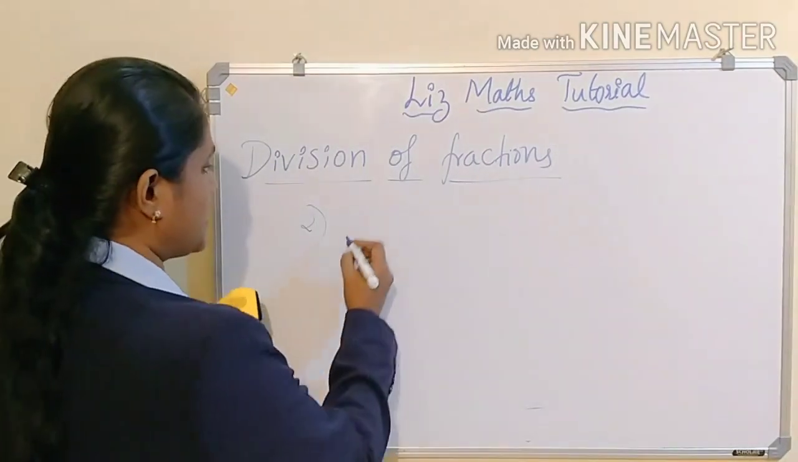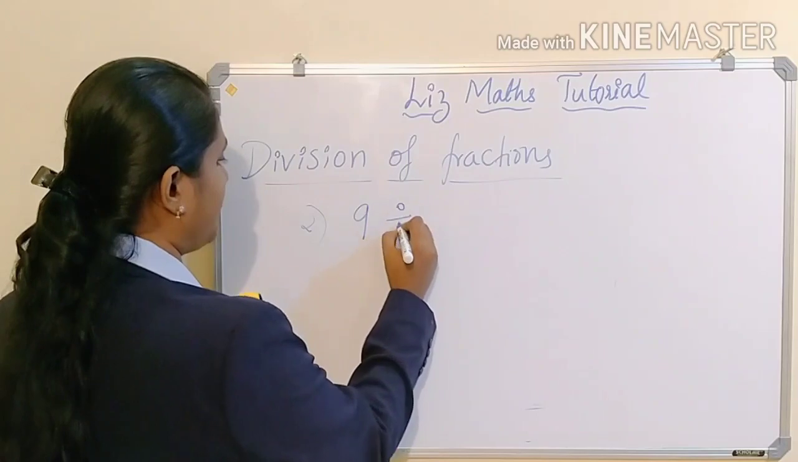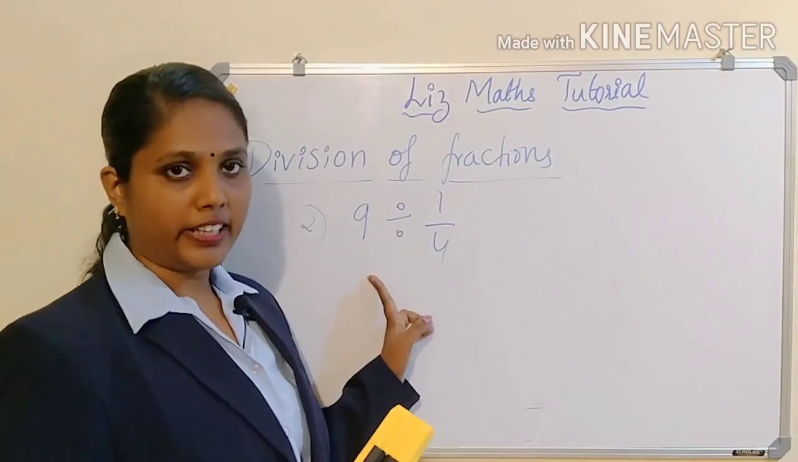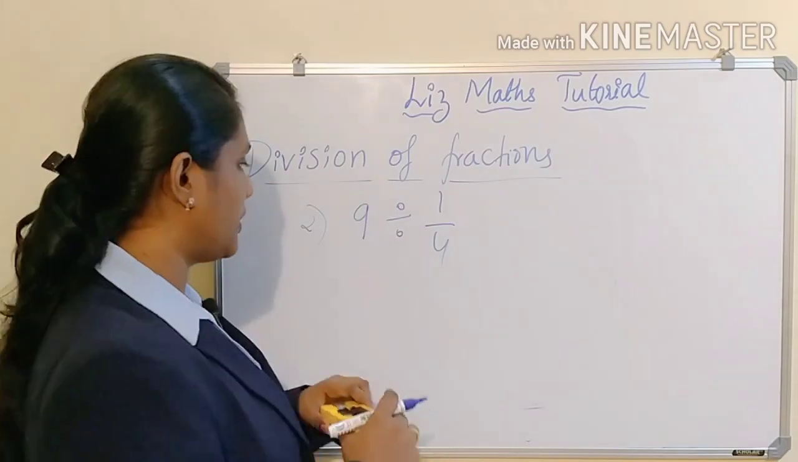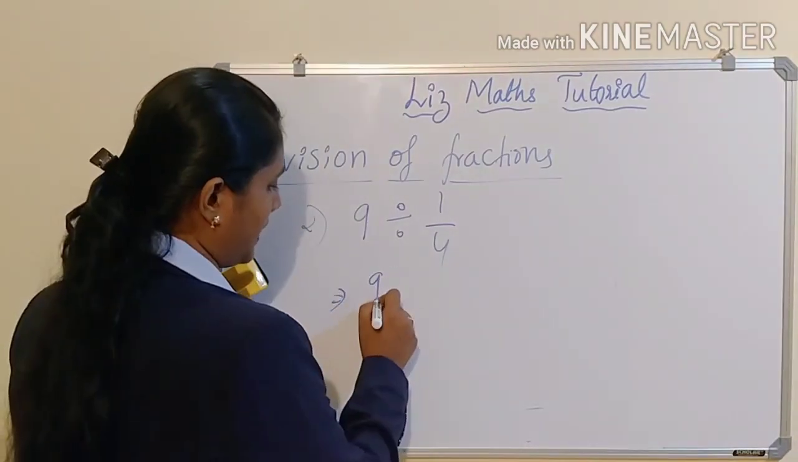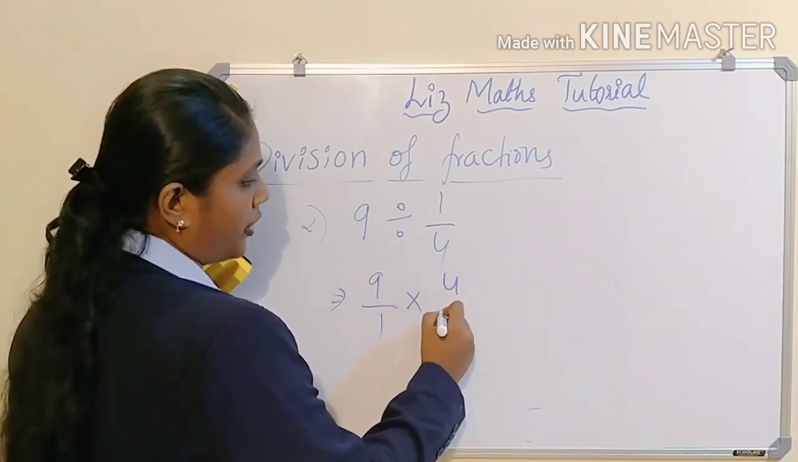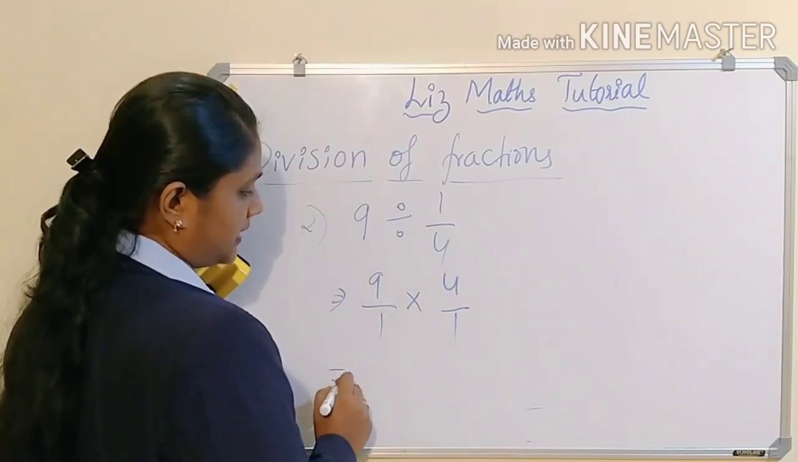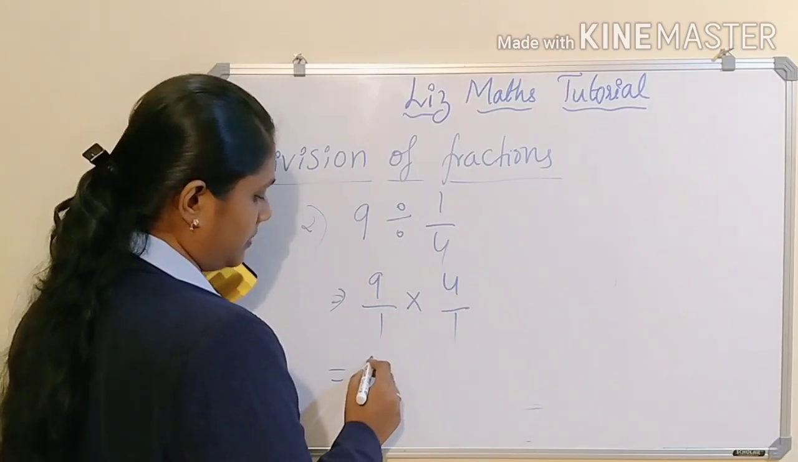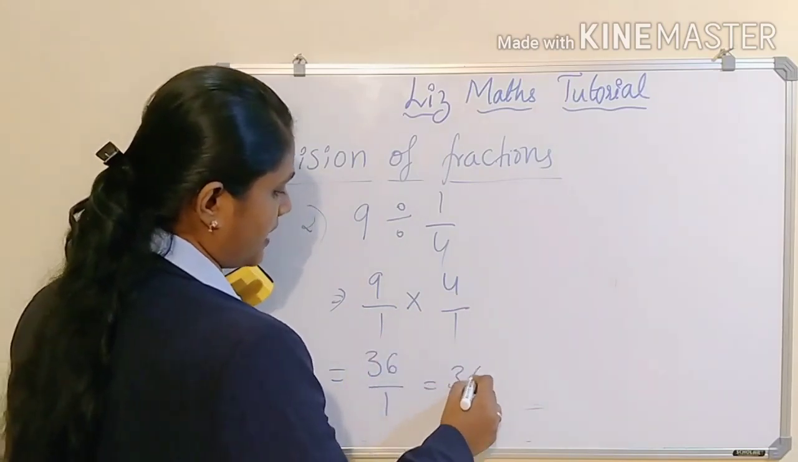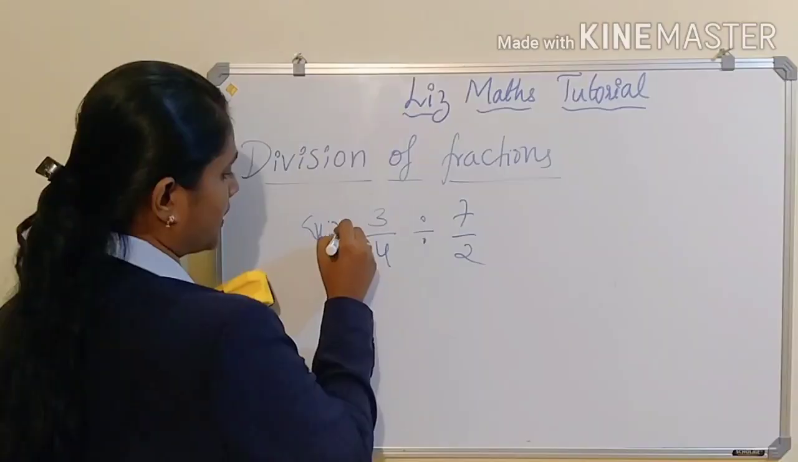See, the second example is 9 divided by 1 by 4. Here, in the denominator of 9 there is no number, so you take it as 9 by 1, and the multiplicative inverse of the divisor is 4 by 1. The answer is 9 4s are 36 by 1. The answer is 36.